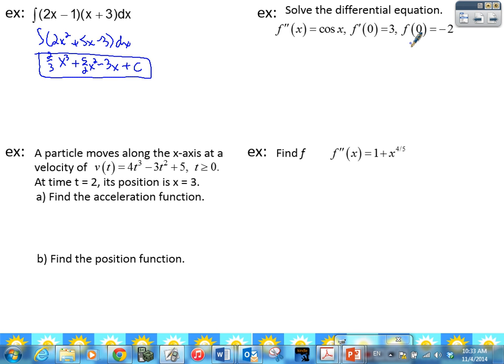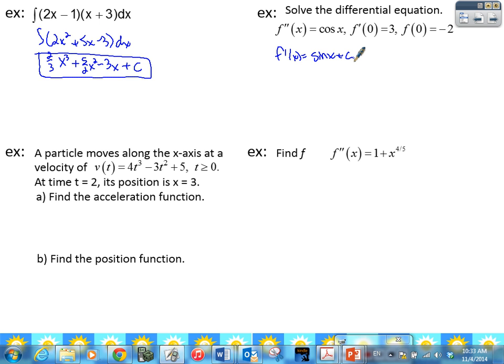So let's start this. We're going to solve the differential equation by doing two antiderivatives. My first antiderivative. So here's how I think of trig. I think, what would I have taken the derivative of to get a cosine? That would have been a sine, right? So I would have sine x plus c.